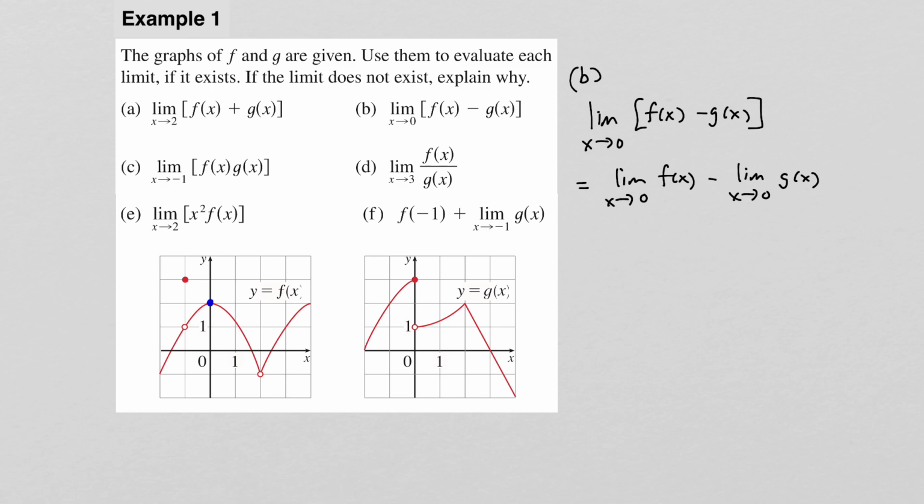And for g of x, as x approaches 0, you can see that the limit here does not exist, because if we take the limit from the right side, we get 1. But if we take the limit from the left side of 0, we get 3. So this limit does not exist. So even though the limit as x approaches 0 of f of x is 2, this limit right here does not exist. And if that's the case, then the whole limit does not exist.